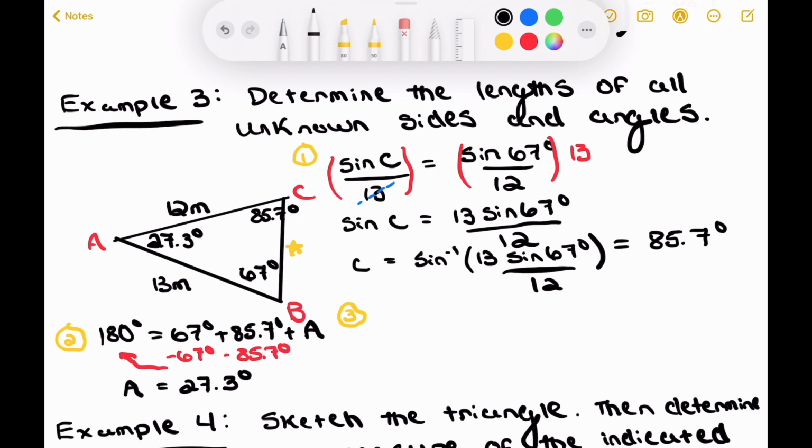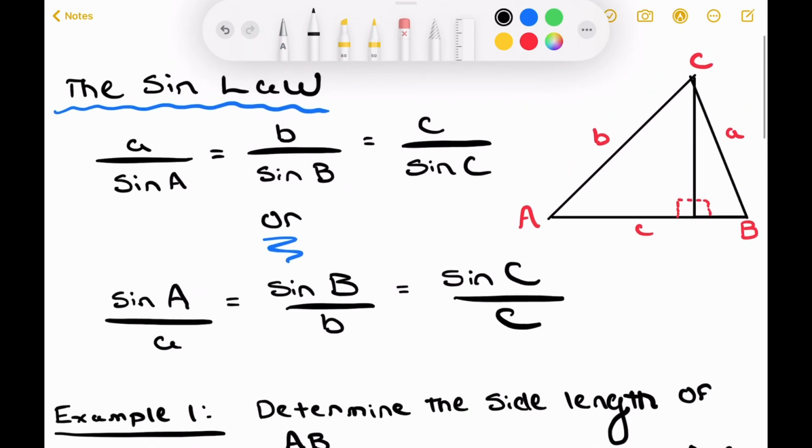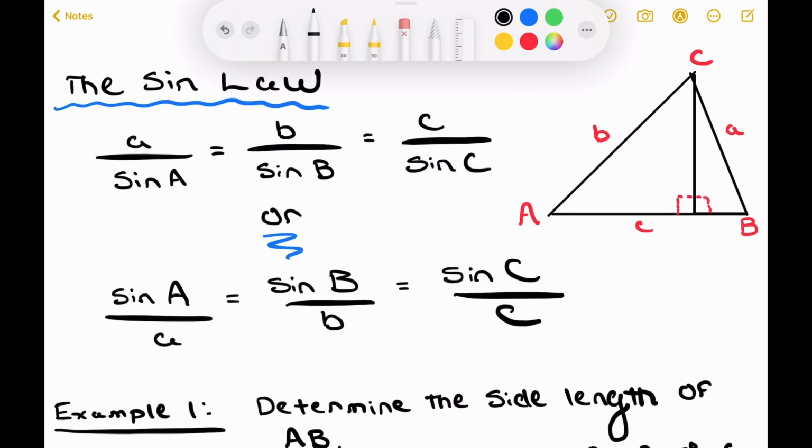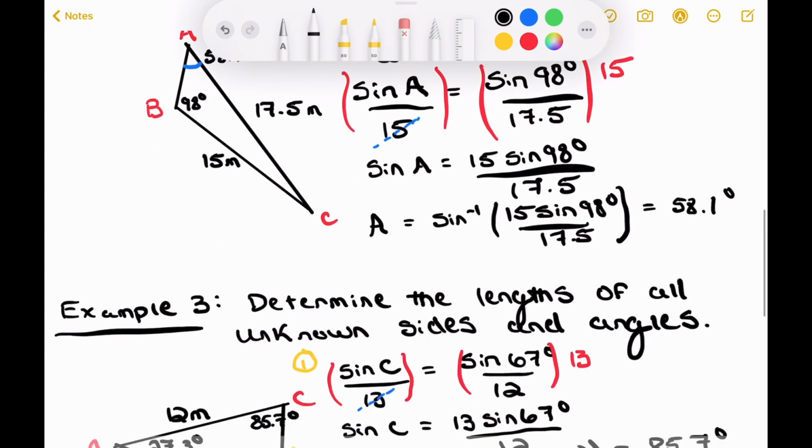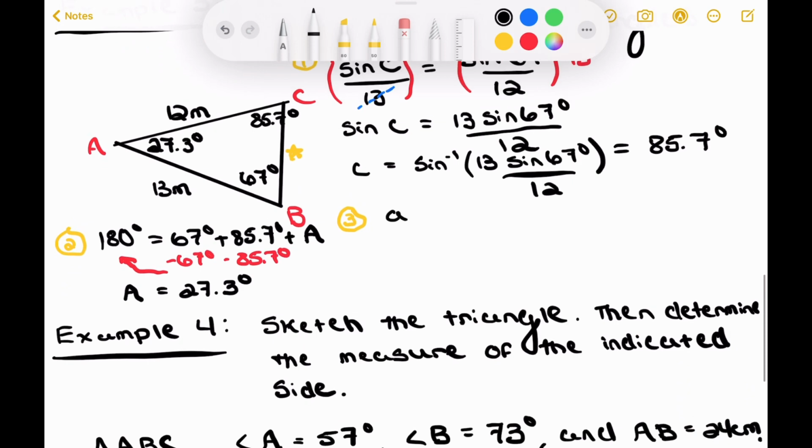So if we know we need the side length A, I'm going to write the sine law in terms of the first case. What I mean by that is, if we need a side length, let's write it as the side length in the numerator to save a few steps of algebra. So we have A over sine A, the angle at vertex A is 27.3 degrees, and that's equal to, let's just use B as our calculation form, a side length of B of 12 over sine B. Well, the angle at vertex B is 67 degrees.